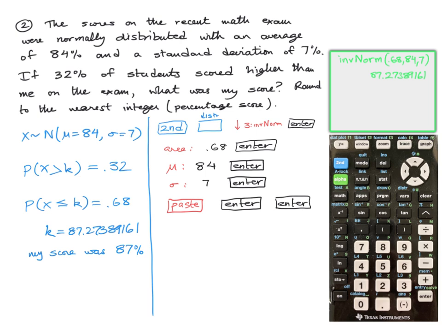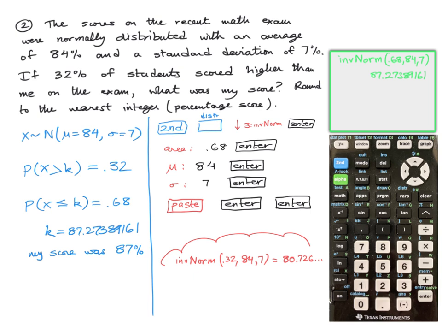So then I go to the inverse normal, and I do second distribution. I found inverse normal. I put in the area, which is the probability 0.68, mu is 84, sigma is 7, and I got my k value, or my quantile value, and then rounded it to the nearest integer as instructed, so I scored 87%. Just a quick comment I want to make on this problem.